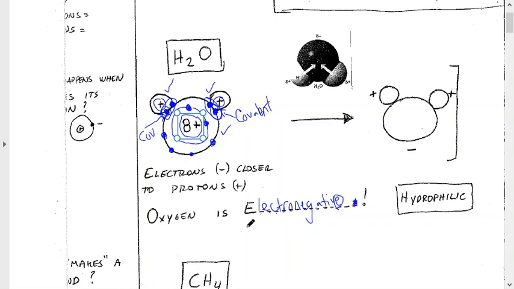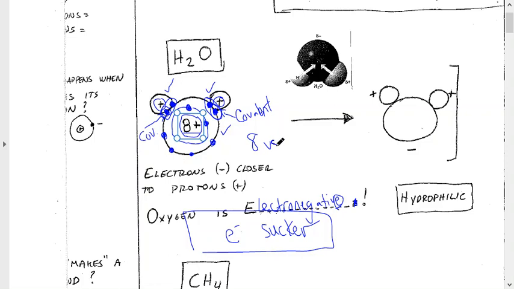So oxygen is an electron, I'll say this in the not scientific way, oxygen is an electron sucker. Whenever you see oxygen, I want you to think it's going to hog the electrons. It's going to suck the electrons. Think of it like this. Oxygen has 8 protons. The hydrogens only have 2. This is a very uneven tug of war. Right? 8 versus 2.